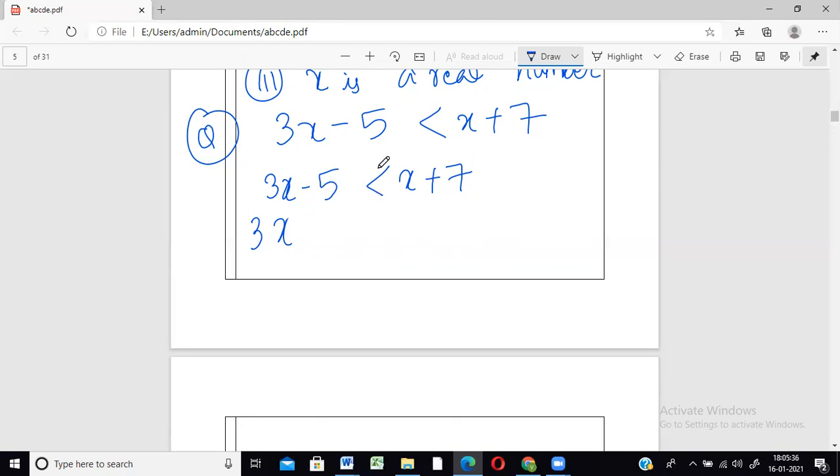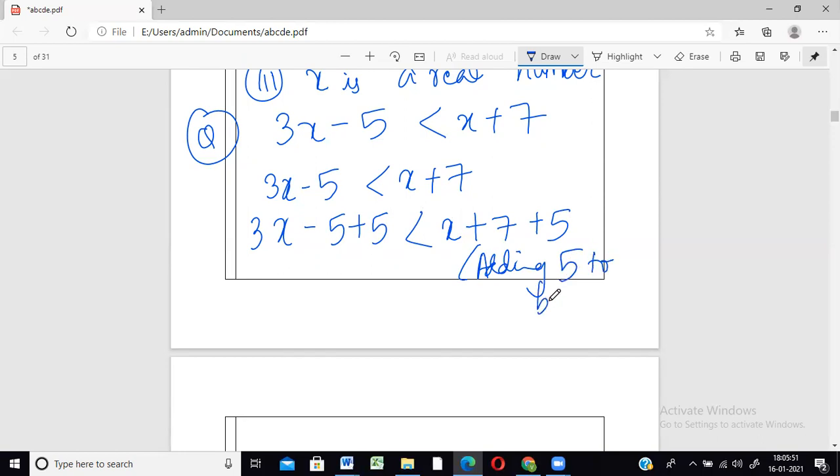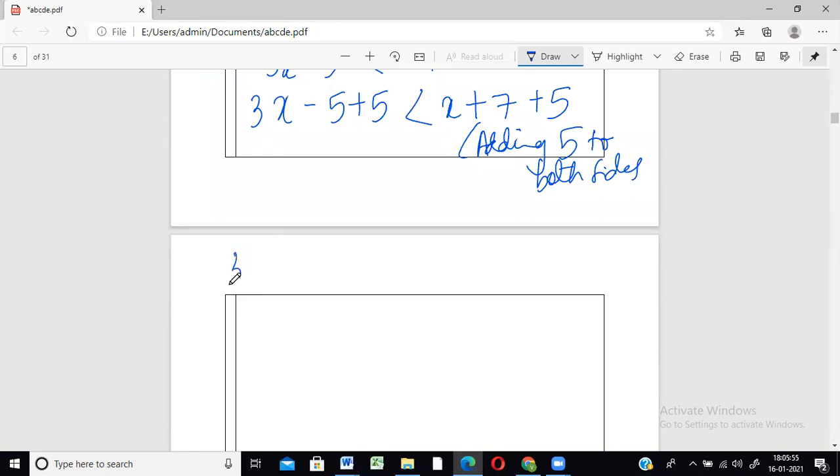5 to this side, you also have to add that 5 over here. Are you understanding? So what will happen when I'm adding 5 to this side? So this is plus 7 and then plus 5. What have I done over here? I just write the reason because that's a property in case of inequality. So I'm adding 5 to both sides. Correct? So what am I doing? I'm adding 5 to both sides.